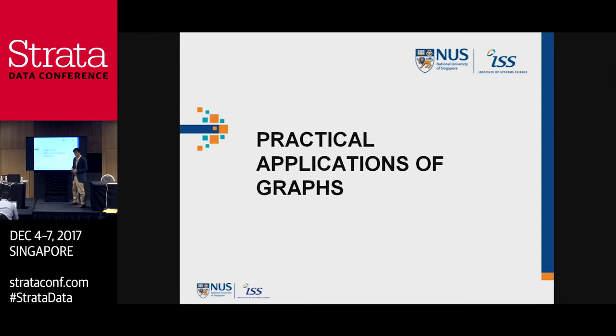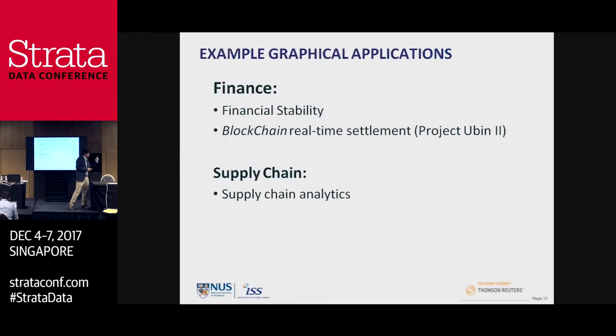Okay, the next part I will touch on is some practical applications of graphs. I'll touch on two main aspects, financial stability and blockchain, and my colleague will speak on supply chain. Earlier on, we had done some work on using graph analytics for portfolio risk management, but I decided that it would be more interesting to talk about how graphs are being used in the context of financial stability and in blockchain analytics. Of course, I've also sought the consent of some of the co-workers, the people who work on it.